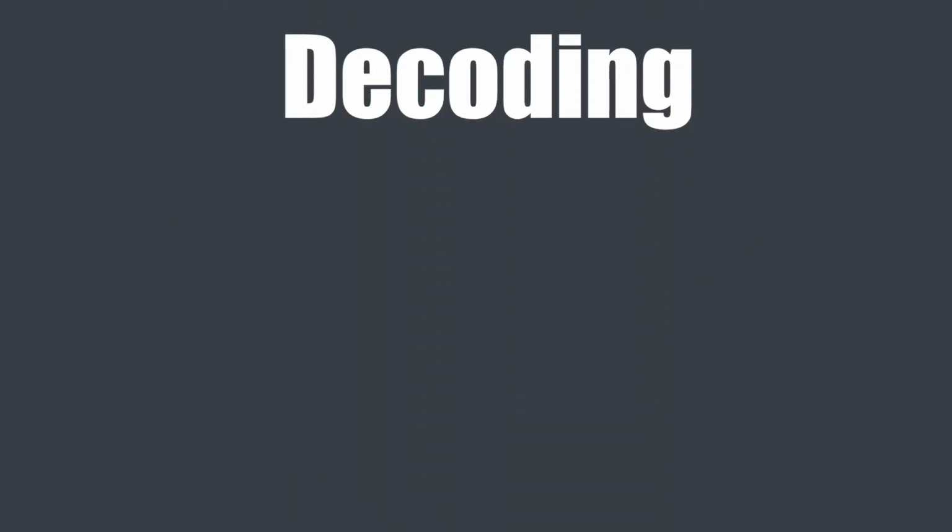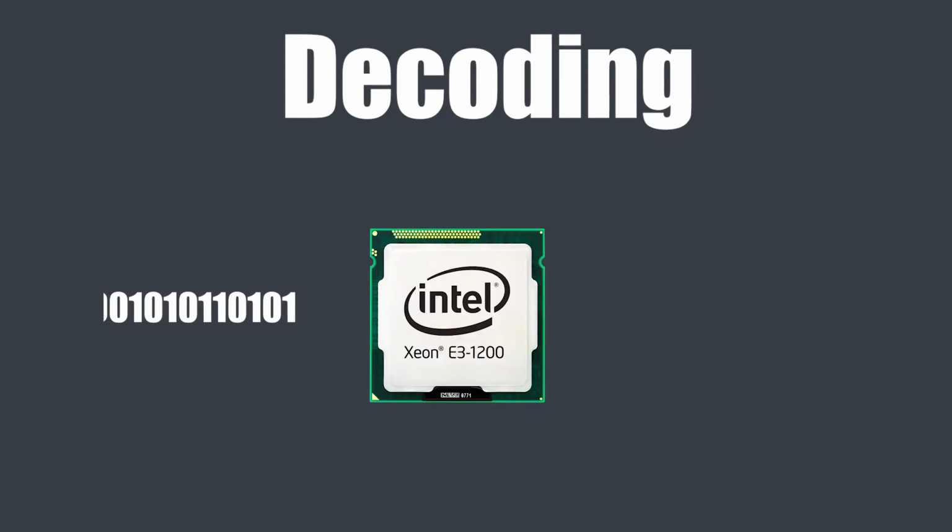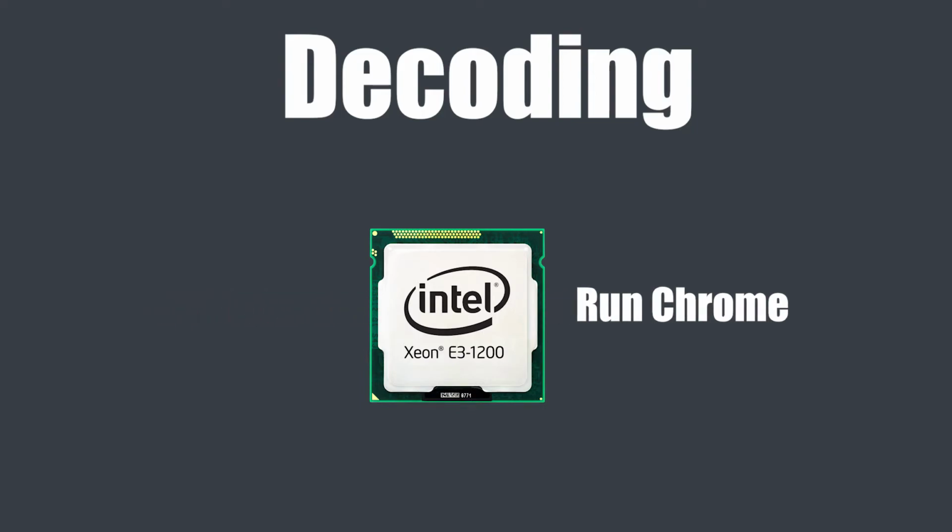Decoding. Once the instruction is fetched and stored in the IR, the CPU passes the instruction to a circuit called the instruction decoder. This converts the instruction into signals to be transmitted to the other parts of the CPU for further actions.